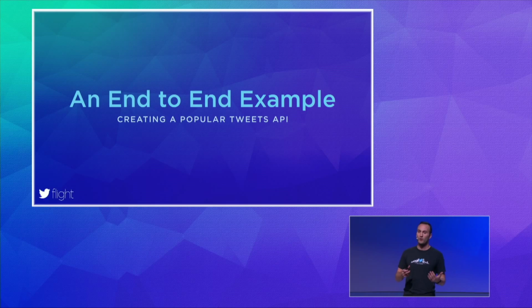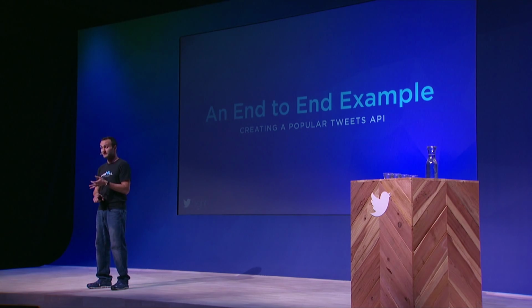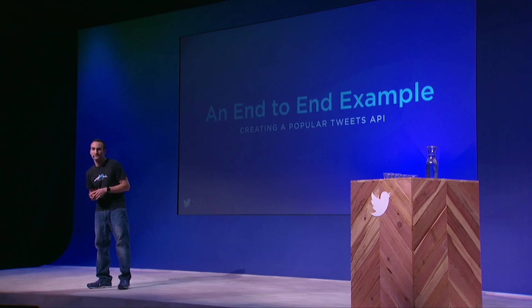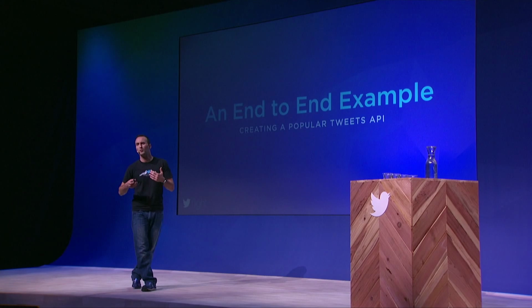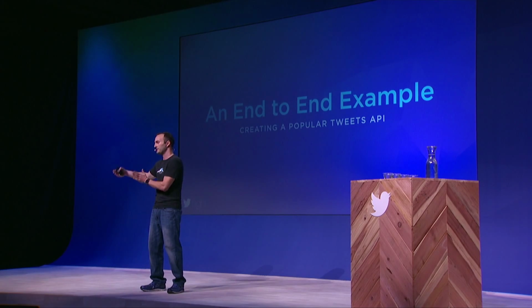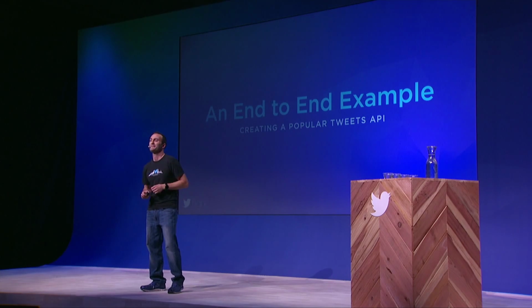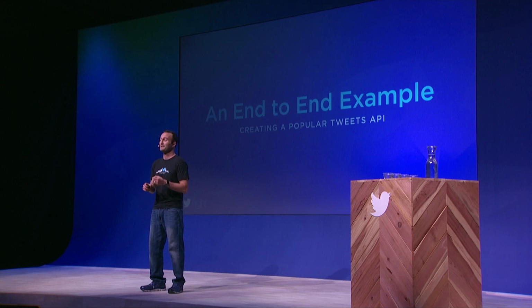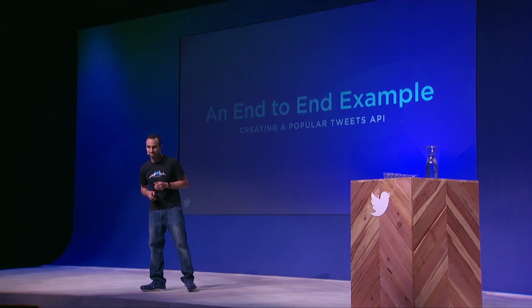OK, so after working through feature testing, dependency injection frameworks, and consistency, let's walk through an end-to-end example to see how all the pieces fit together. For this example, we'll create an API that returns a user's most popular tweets in a given time range. We'll call this API the Popular Tweets API, and we'll define popularity based on the number of impressions and the number of engagements a tweet has gotten.